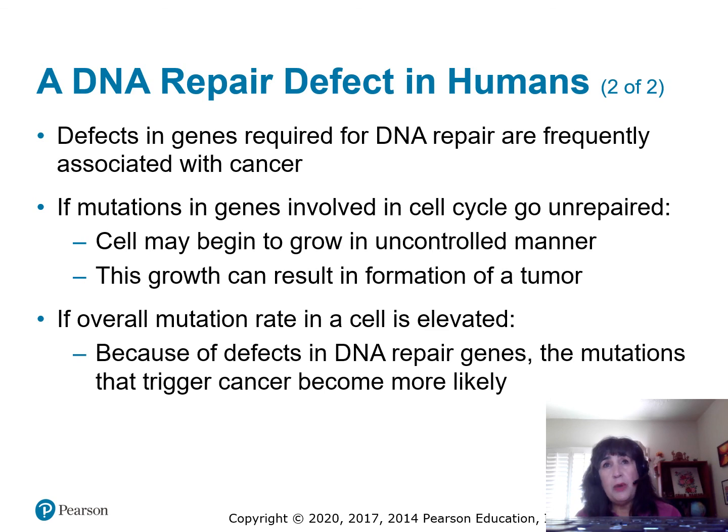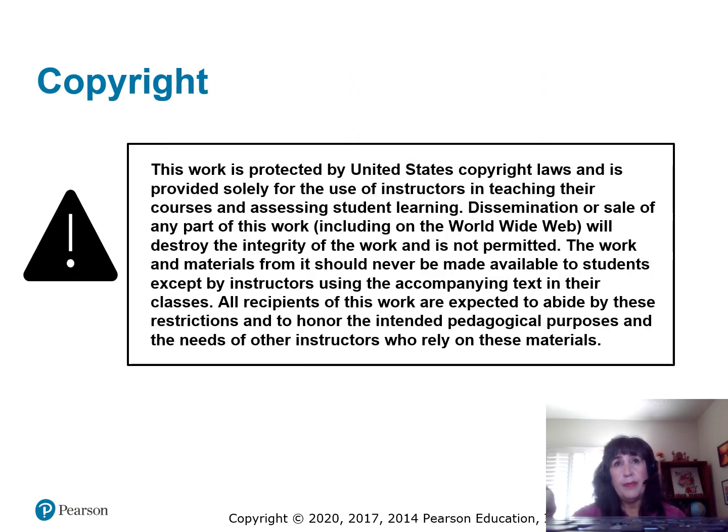Defects in genes required for DNA repair are frequently associated with cancer. So when you're missing these repair systems like proofreading, excision, nucleotide excision repair system, those defects can mean the onset of having cancer. And this is the end of this chapter.